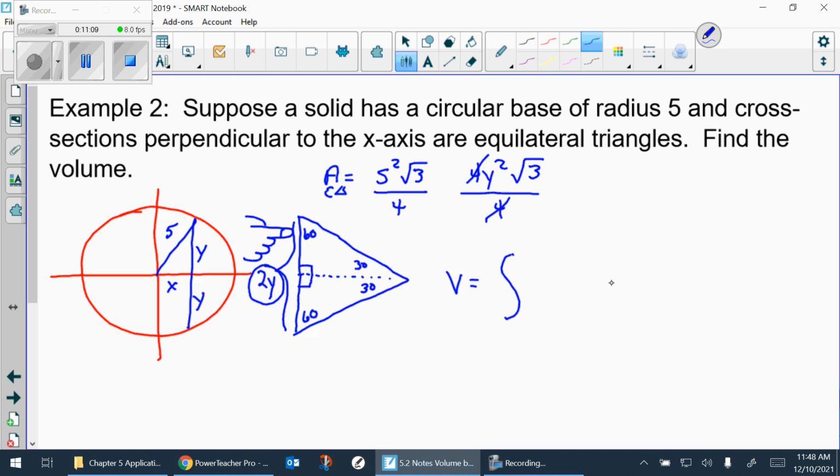I've got the wrong variable. I've got y's, I need x's. Well, we have the same relationship here. X squared plus y squared, in this case, is equal to 25. And so y squared is 25 minus x squared.